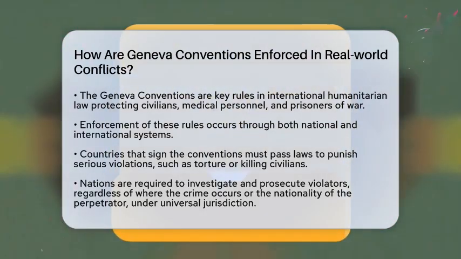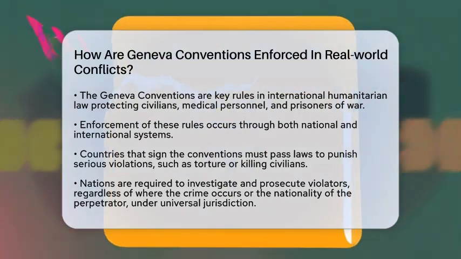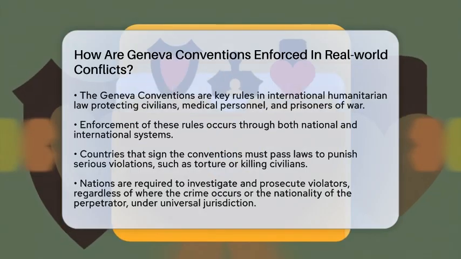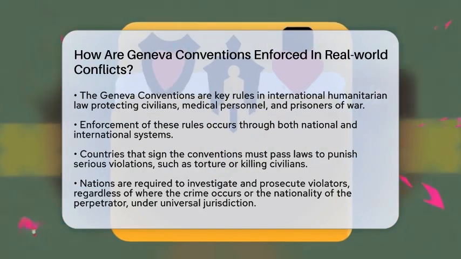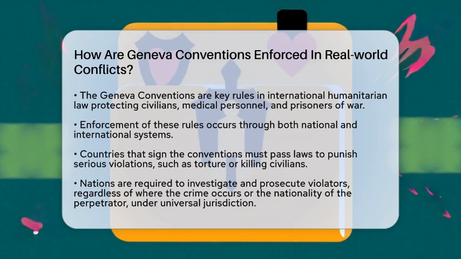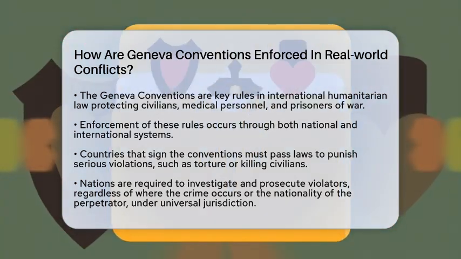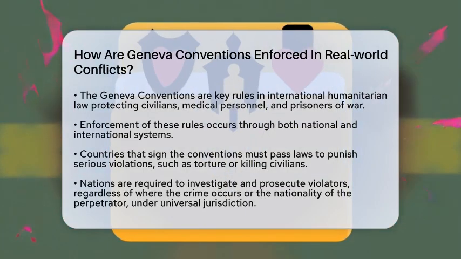The Geneva Conventions are the main rules of international humanitarian law. They protect civilians, medical workers, and prisoners of war. But how do we ensure these rules are respected during actual fighting? Enforcement relies on both national and international systems.